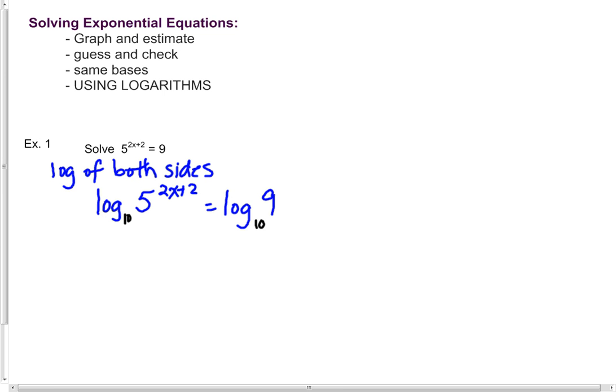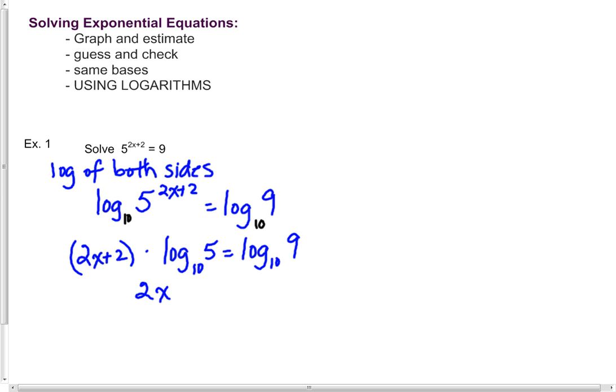My rule on the left side, if you have an exponent, you can bring the exponent down: 2x plus 2 times log base 10 of 5 equals log base 10 of 9. I don't have to write those base 10s. It's understood when you're going to use a calculator. I want to get x by itself eventually, so I am going to divide both sides by log of 5.